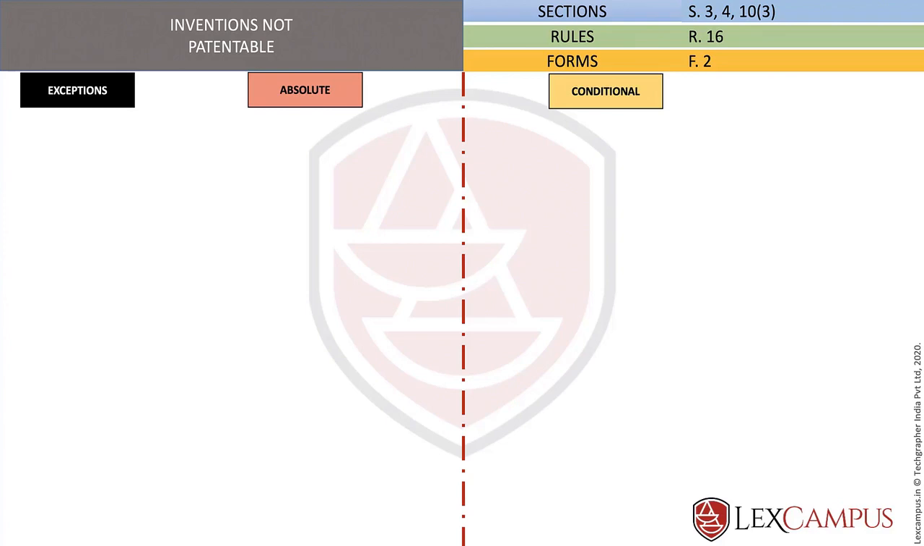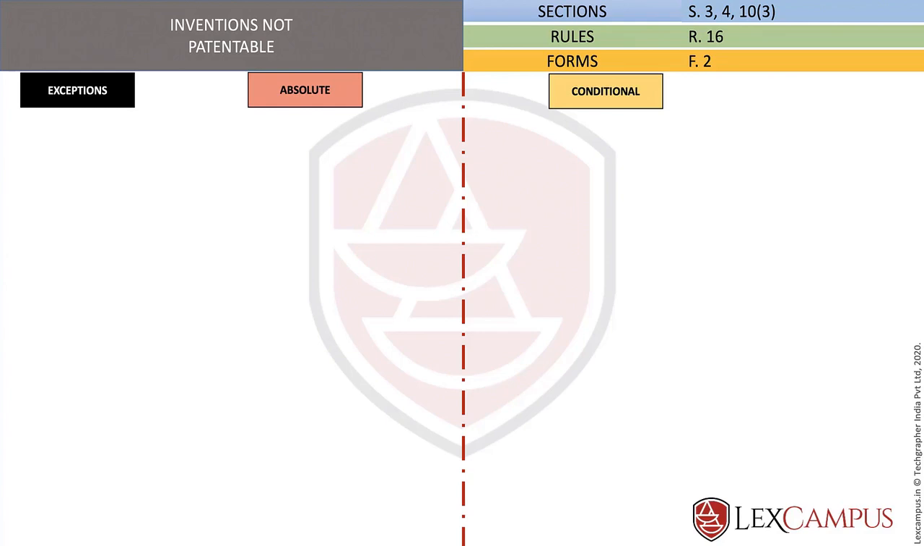So absolute exceptions are exceptions which cannot be satisfied. They are absolute. They are a complete bar. Whereas the conditional exceptions are exceptions which are there, but if you satisfy certain conditions, you can get over the exceptions. Now, as I said, these are the two broad categories of exceptions that you need to understand. And we will now see how subsections fall within these two broad categories.